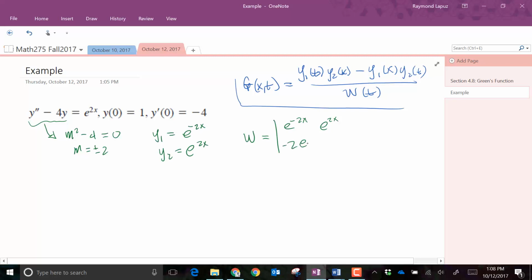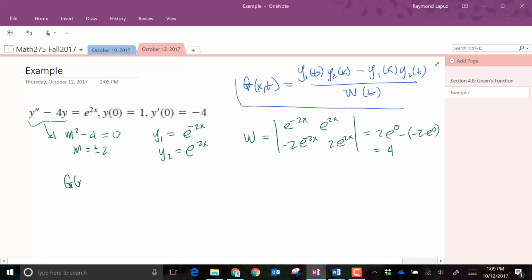So taking the derivative, we get those constants, negative 2 and positive 2. And then the determinant is 2e to the negative, we add the powers, I think we just get 0, minus negative 2 e to the 0, which is a constant. That's always nice when your Wronskian is constant, so it doesn't play too much of a part in the integrals that we're going to have to do. So we got Wronskian is equal to 4, and I think we're ready to set our Green's function here.